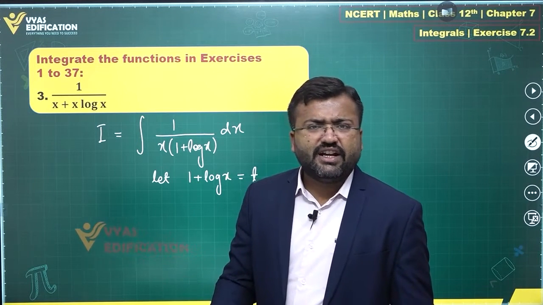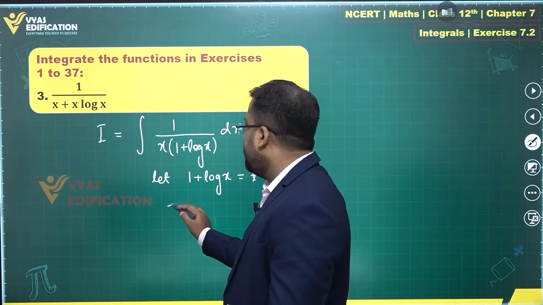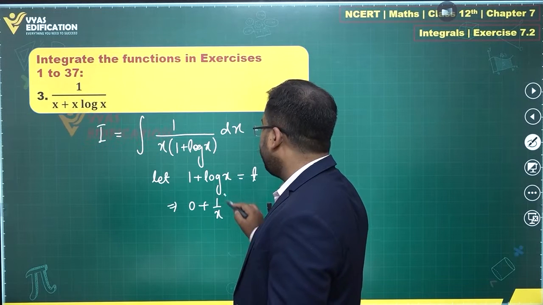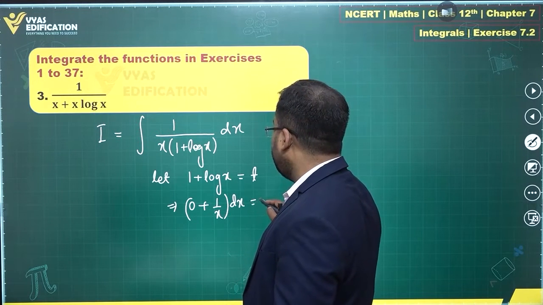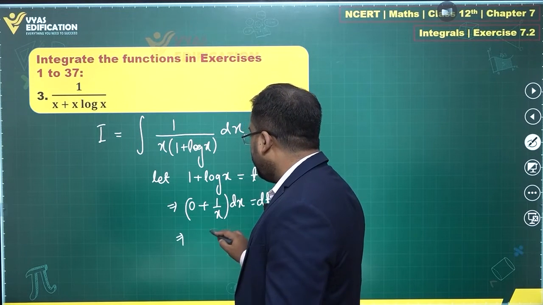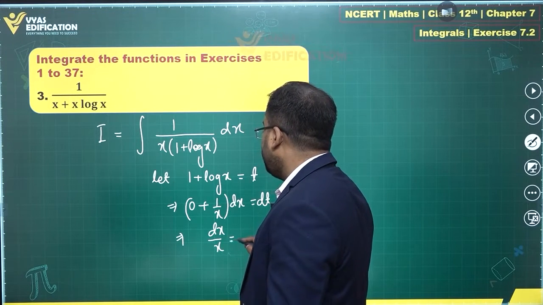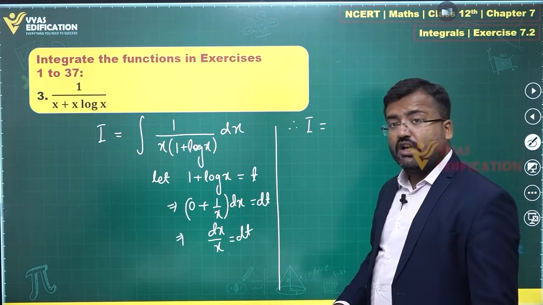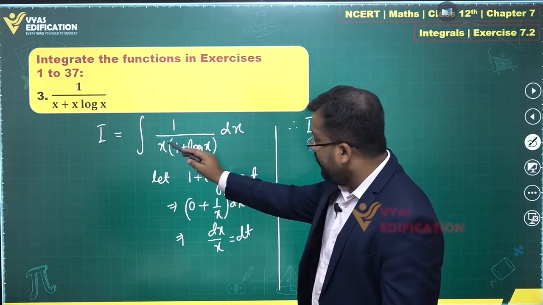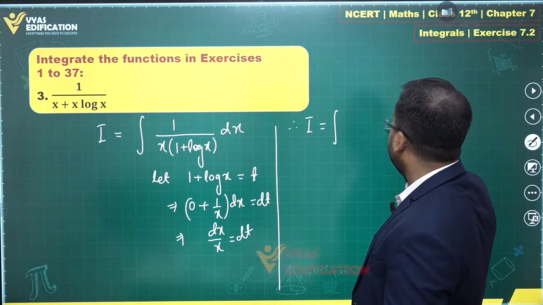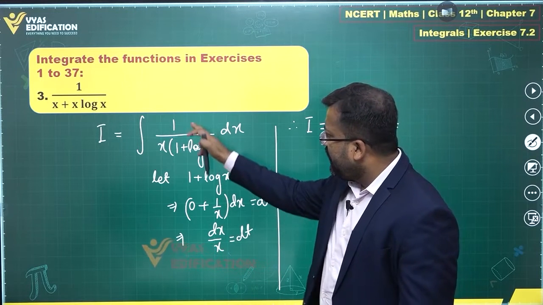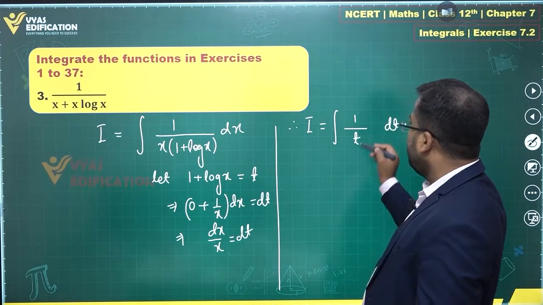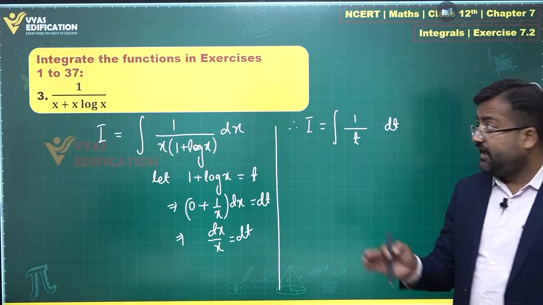Differentiating this 1 will not create a problem. Differentiating this 1 will give me a 0. So 0 plus derivative of log x, which is 1 upon x times dx, is equal to dt. This tells me that, okay, dx upon x is equal to dt. Therefore, the integral I becomes equal to what? dx upon x is dt. Integral dt is what I have. And 1 upon this 1 plus log x, 1 upon 1 plus log x is t. Okay, this is what you have. Integral of 1 upon t, dt is what I get.